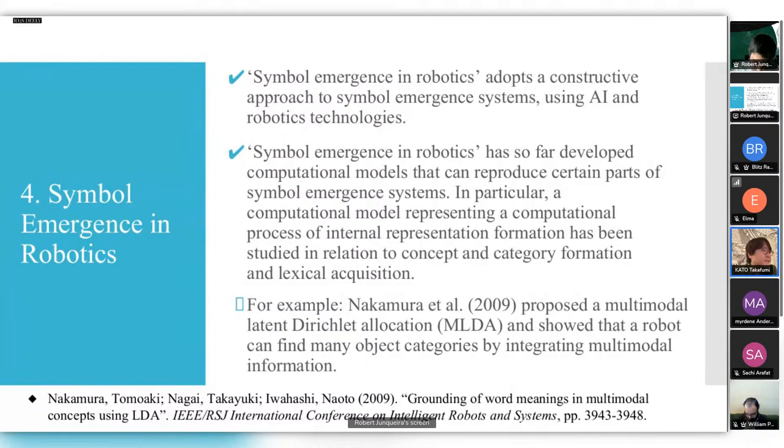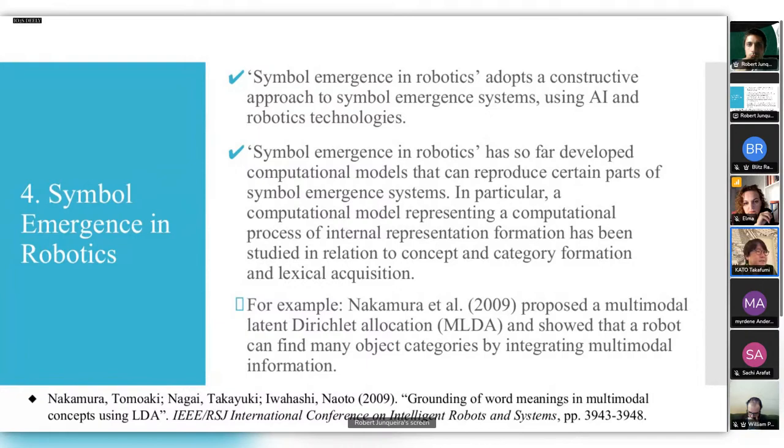One method for studying such a symbol emergence system is symbol emergence in robotics. Symbol emergence in robotics adopts a constructive approach to symbol emergence systems using AI and robotics technologies. In the constructive approach, researchers aim to build models that reproduce object phenomena. Since the meaning of a symbol depends on the sensorimotor information obtained by the agent, it is crucial to reproduce the overall dynamics of the symbol emergence system, including both symbolic communication and physical interaction.